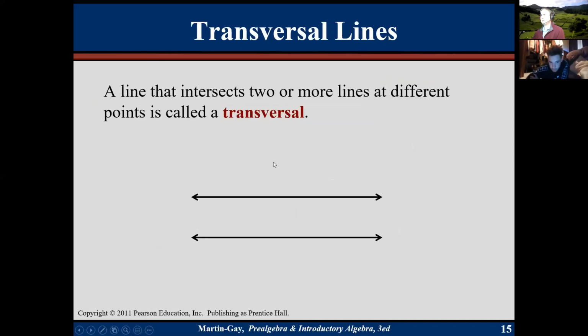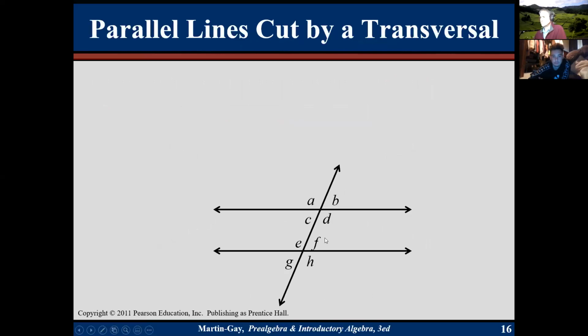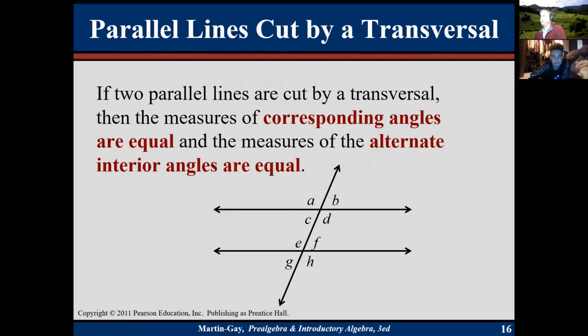The next one is called a transversal line. A line that intersects two or more lines at different points is called a transversal. So this line is a transversal, and it has an intersection point there and there. If two parallel lines are cut by a transversal, then the corresponding angles are equal and the measures of the alternate interior angles are equal.